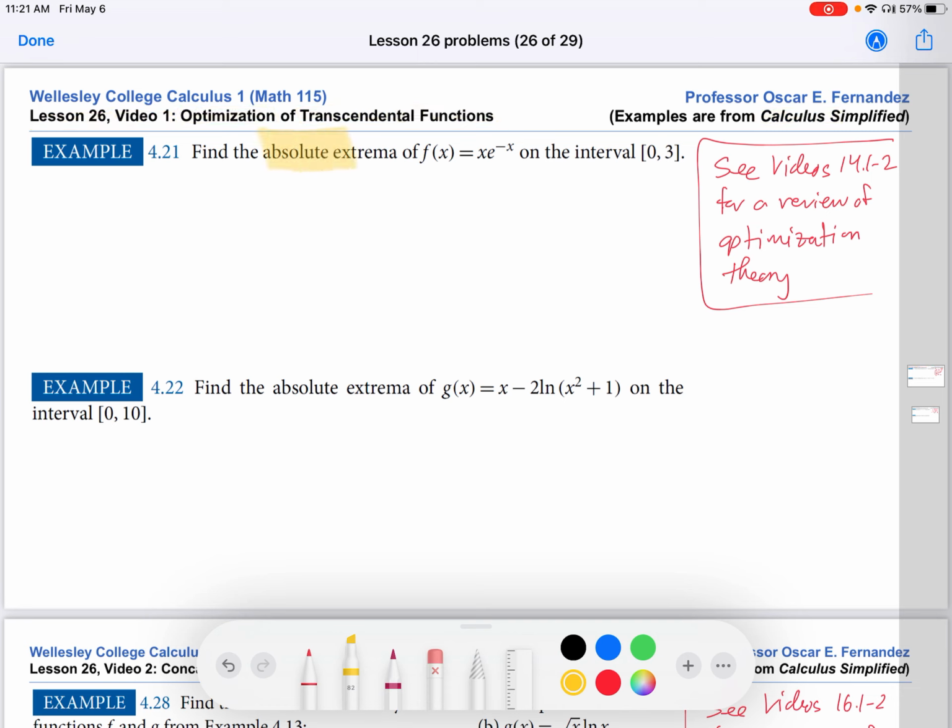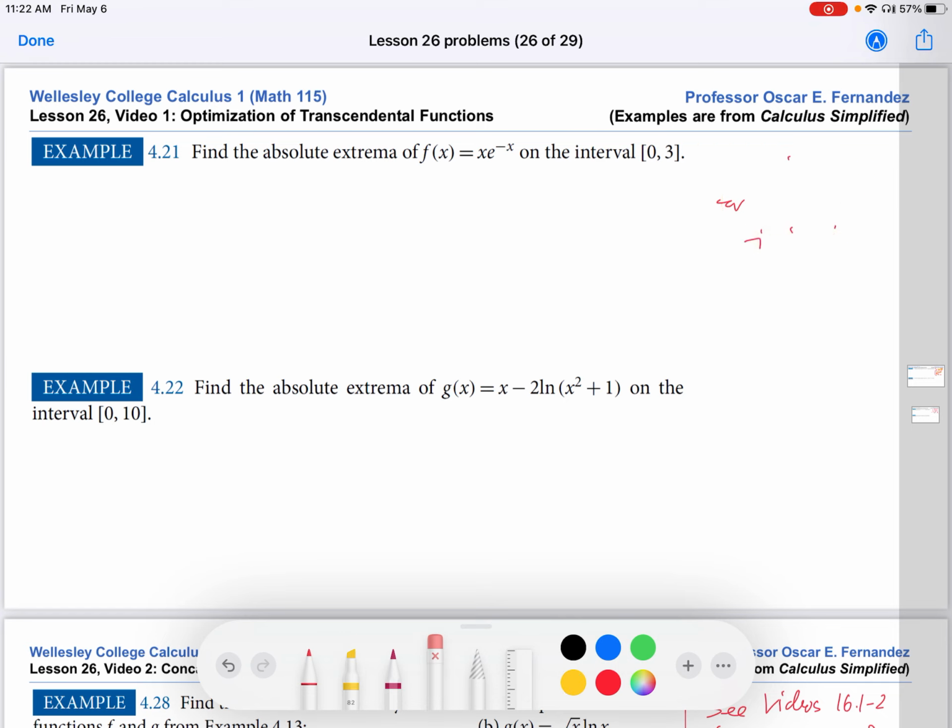So I am going to assume that you've done some work on optimization before. In particular, if you want to review, check out videos 14.1 through 14.2 for a discussion of things like critical numbers, critical points, and extrema in general. All right, I'm going to use that information, so I'll review it as we go here to solve these two examples. Let's take a look at the first one.